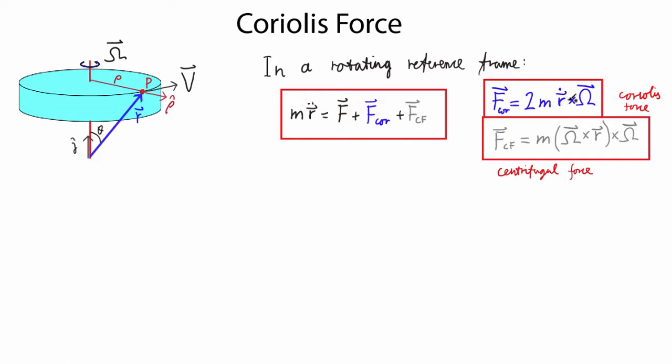If we look at it here, we can see that it depends on r dot. That is, it depends on the velocity of an object in the rotating reference frame. So if an object like this point P here is stationary in the rotating frame, there is no Coriolis force. And we can also see that it's going to be perpendicular to both the velocity and omega. So let's list some of these properties to make this explicit.